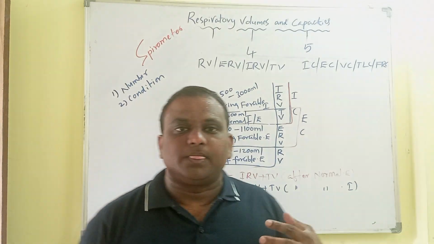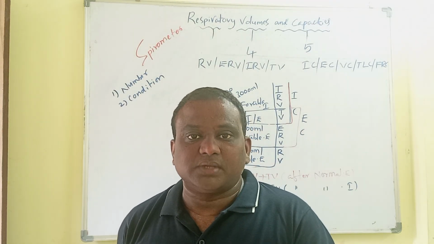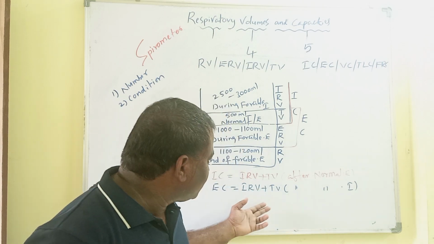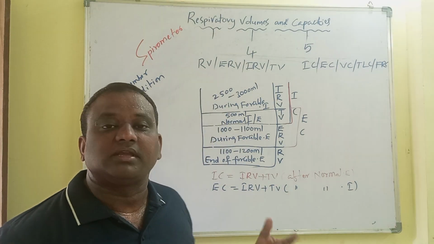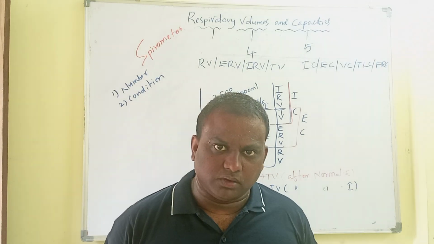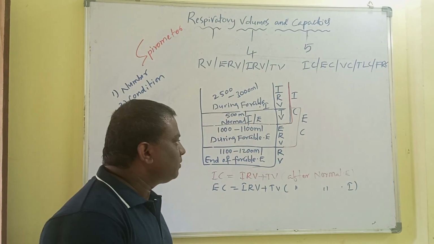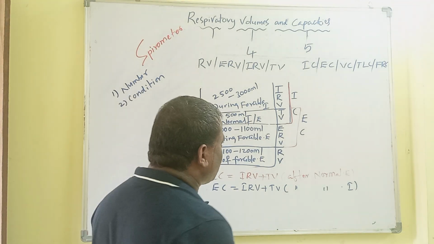That is all about the total volume of air a person can breathe out after normal inspiration. That is all about expiratory capacity. Capacity means the total amount of volume. Now coming to the next capacity, it is vital capacity.